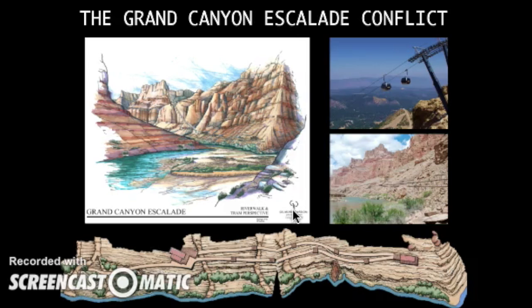The Grand Canyon Escalade is a proposal to build a 2 million square foot industrial scale construction project on the east rim of the canyon that includes a tram to the bottom of the Grand Canyon at the confluence of the Little Colorado River and the Colorado River. If the Escalade project moves forward, 10,000 people per day could access a pair of walkways along the edge of the river in the canyon.